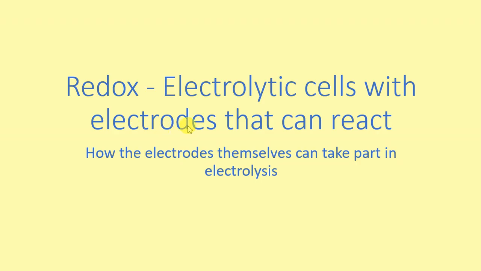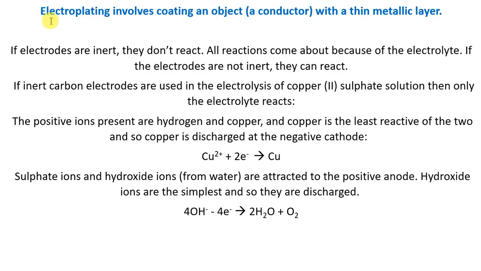Electrolytic cells with electrodes that can react, and how the electrodes themselves can take part in the process of electrolysis. Electroplating involves coating an object, a conductor, with a thin metallic layer. If electrodes are inert, they don't react. All reactions come about because of the electrolyte. If the electrodes are not inert, they can react.